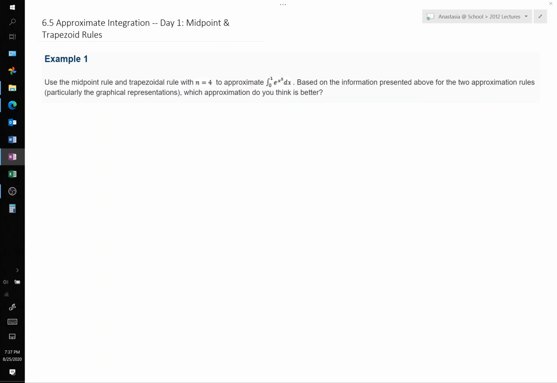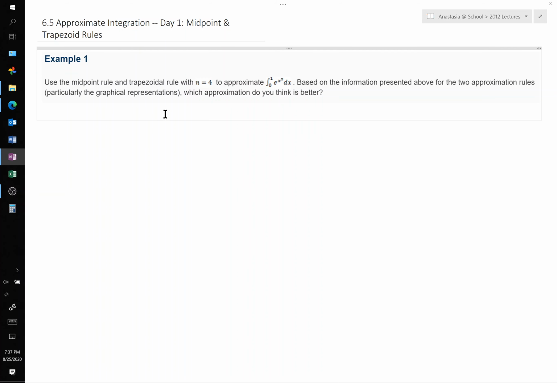Hello, in this video we are talking about section 6.5, which is approximate integration techniques. In this day 1 lecture, we're concentrating on the midpoint and trapezoid rules. We also reviewed a bit of information coming from Riemann sums with the left and right endpoint rules. But in this example, we're specifically concentrating on the midpoint rule and the trapezoidal rule.